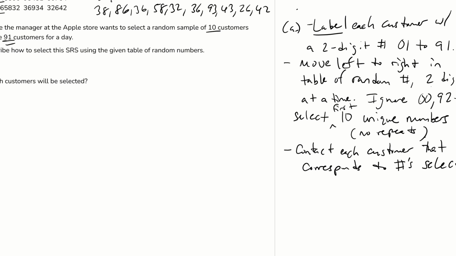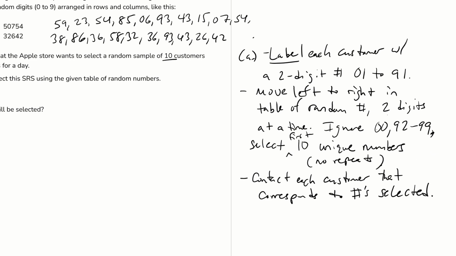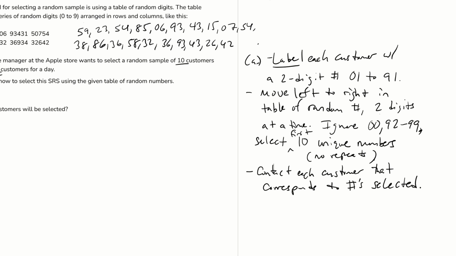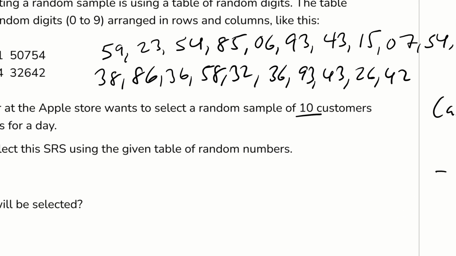So we got the customers 01 to 91. And then we're going to go ahead and do that process. So move left to right on this table using these two rows. Ignore 00, ignore 92, 93, 99, so on and so forth. Okay, so far we got 59, that's a customer. 23, that's one of our customers we can choose. 54, that's good. 85, that's good. 06, that's a customer as well. 93, we ignore that because that's 92 to 99.